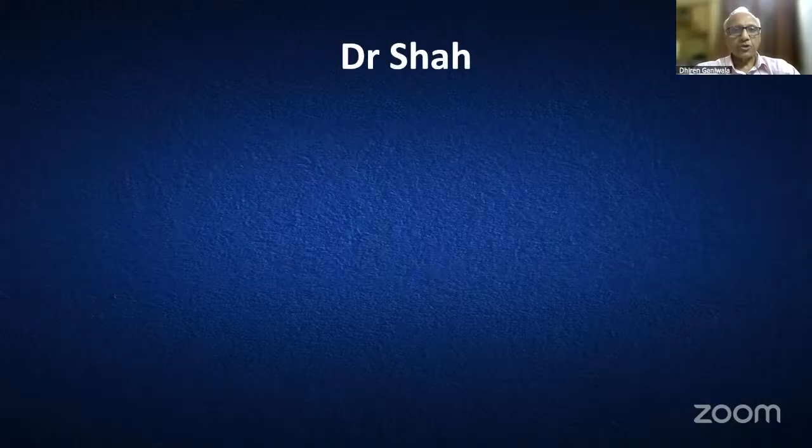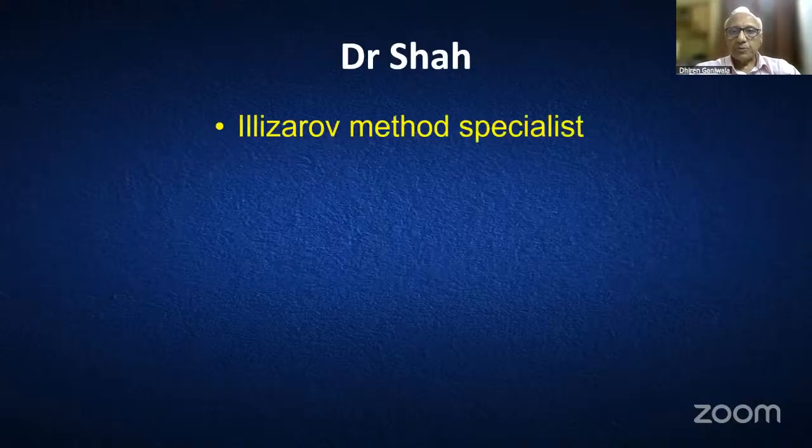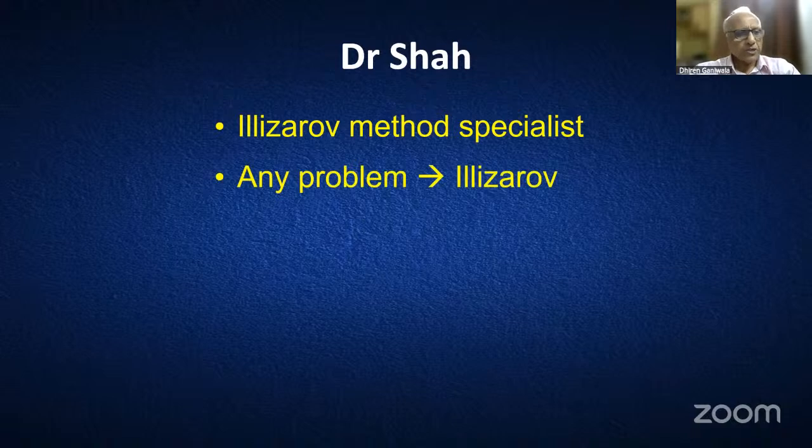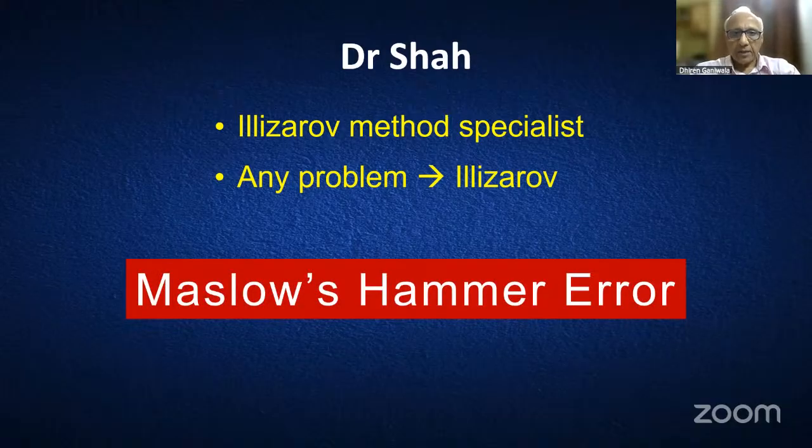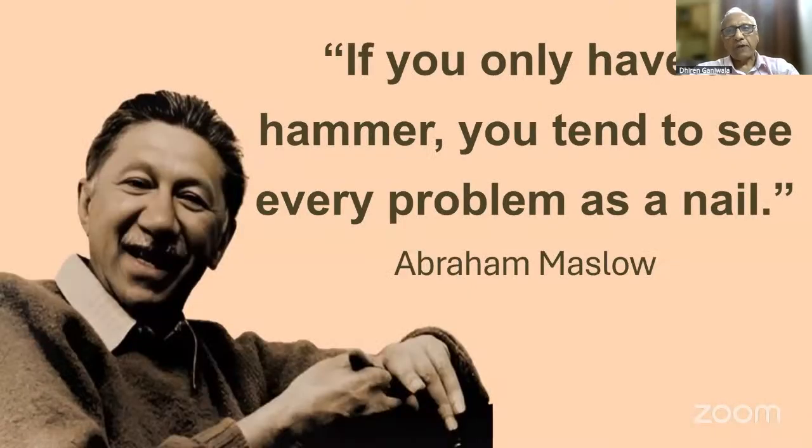Another example, Dr. Shah is an Ilizarov method specialist. Any patient with a fresh fracture, simple oblique fracture, comminuted fracture, non-union, whichever fracture it is, he tries to treat with the Ilizarov method. This is again a thinking trap, and it's called Maslow's hammer error. It means if you have only a hammer, you tend to see every problem as a nail. That's the Maslow's hammer effect.